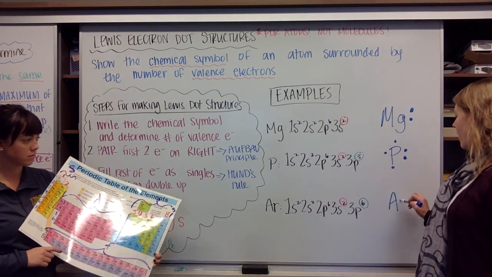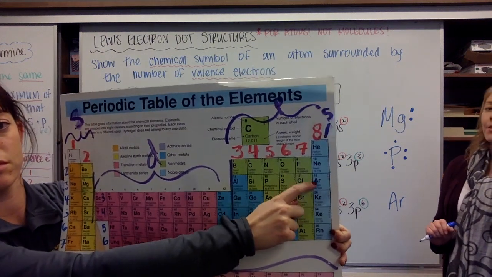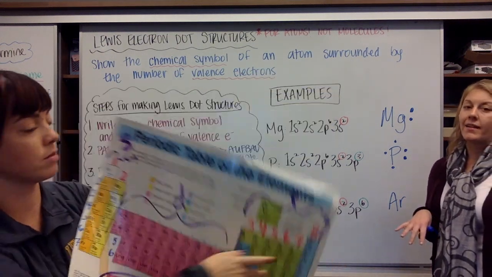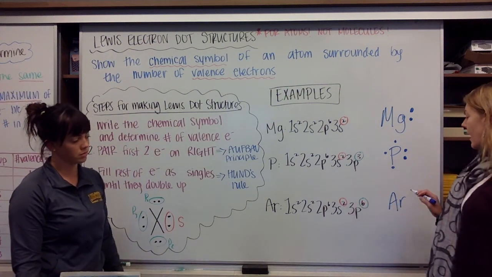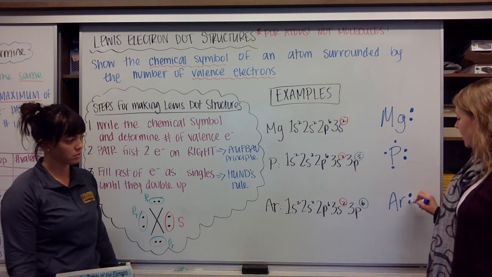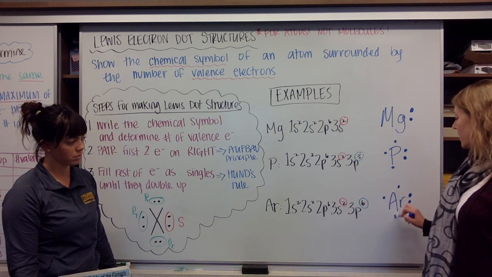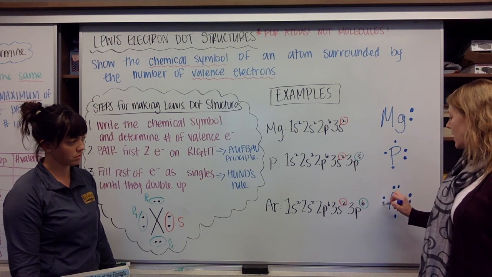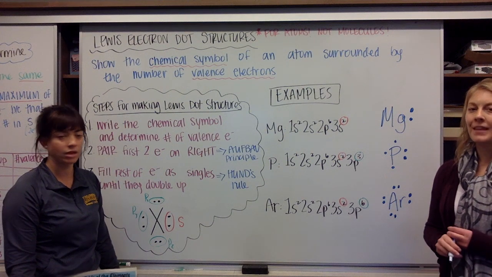And last, we have argon. Ar is our chemical symbol. On the periodic table, it's in the noble gases, so it has 8 valence electrons. We can also see that here in energy level 3. And then we pair our 2 valence electrons first on the right, and then we go top, left, bottom, top, left, bottom, and we have our 8 valence electrons drawn.